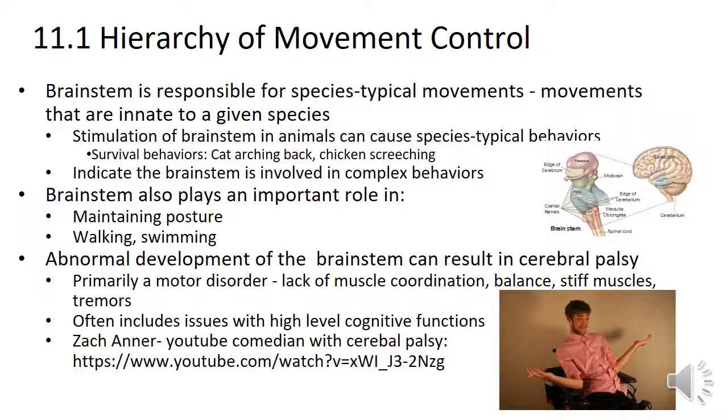And our ability to stimulate the brainstem and induce these behaviors in animals indicates that the brainstem is in fact involved in complex behaviors. Brainstem has a reputation for being very, very basic and really not involved in complex behaviors, but at least in the motor system, this isn't the case. So the brainstem also plays an important role in automatic or relatively automatic and rhythmic movements, such as maintaining posture, walking and swimming.